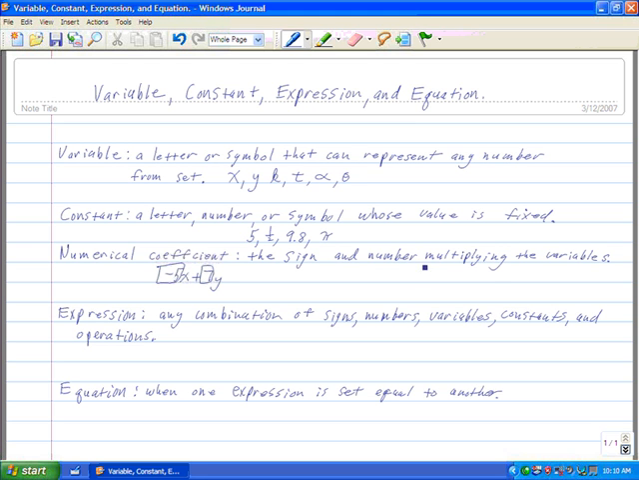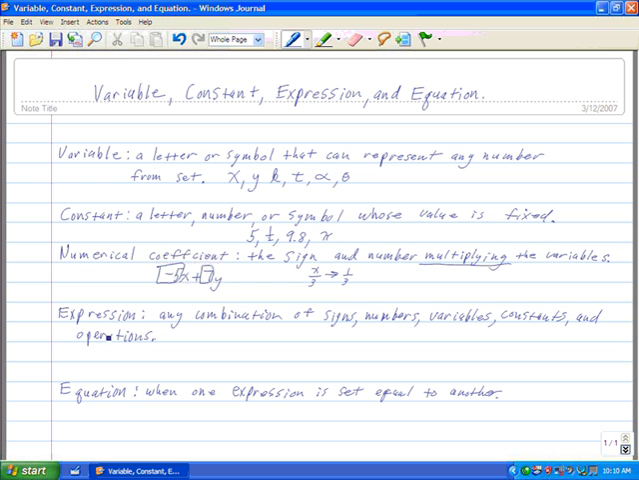Now, notice that this definition specifically says multiplying. So in something like x over 3, the numerical coefficient is implied to be a 1/3, not a 3, because the 3 is being divided. So you have to view division by 3 as multiplication by 1/3. So that's sort of a subtlety that you have to watch out for.